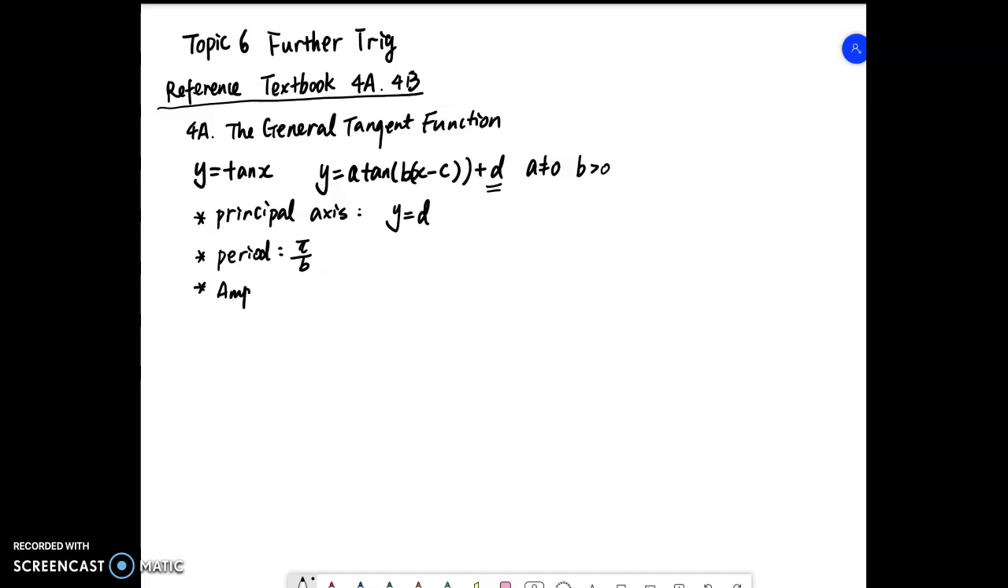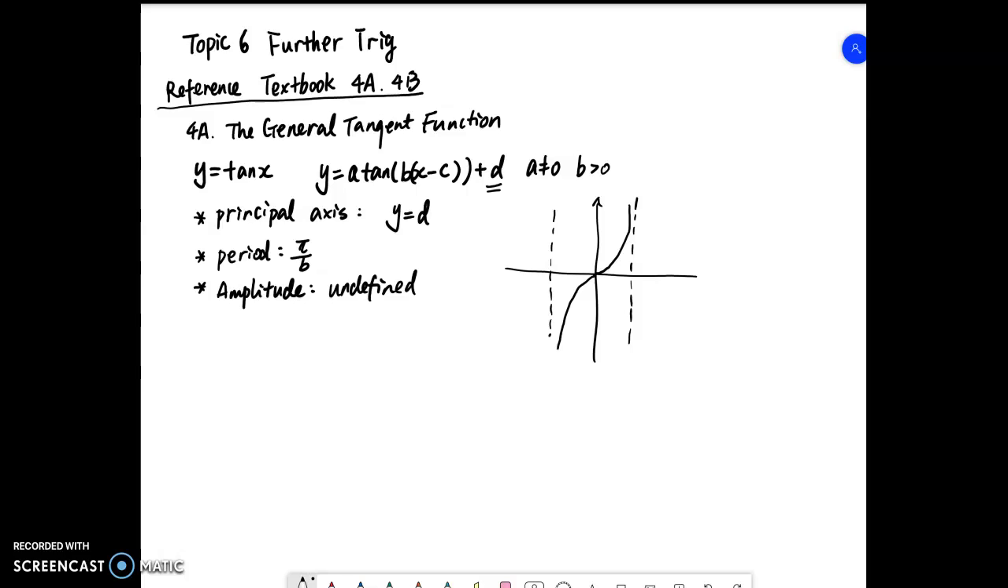And we know the amplitude is undefined. Why is that? I'd rather show it with a graph. That's the tan graph. So I've got here and here, that's pi on 2, and that's negative pi on 2. That's a tan graph, and it just keeps going that way. So that's 3 pi on 2.